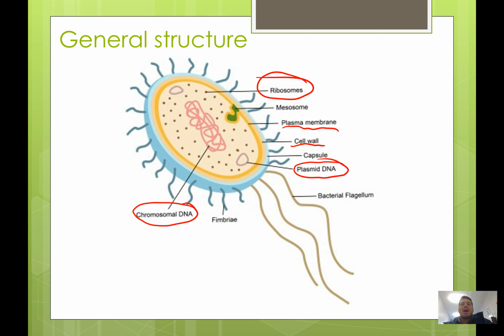Some bacteria have what we call a flagellum, which helps in movement, just like a sperm flagellum does. Some bacteria also have what we call cilia or fimbriae, and they're just sort of for protection or other functions. But that's just the general structure of a bacteria.